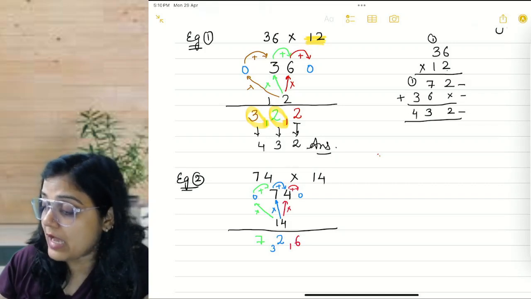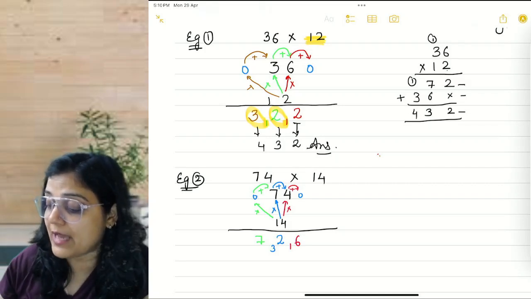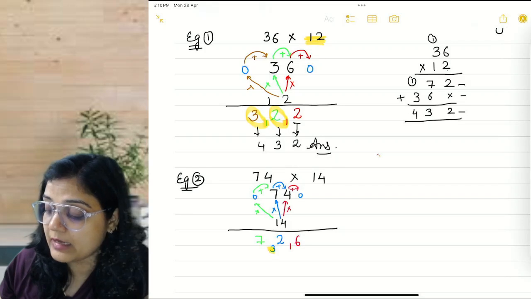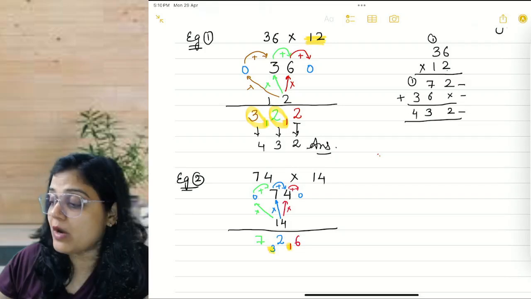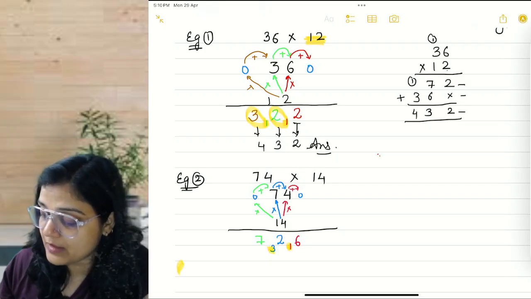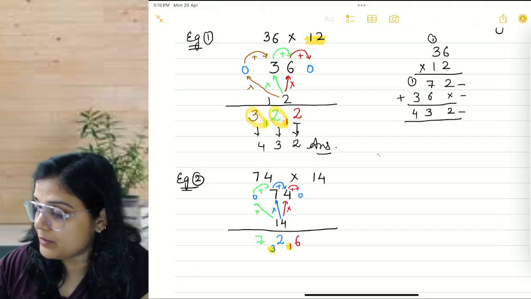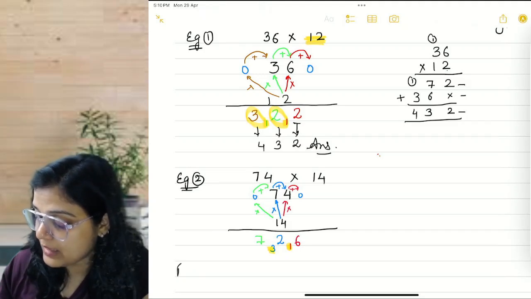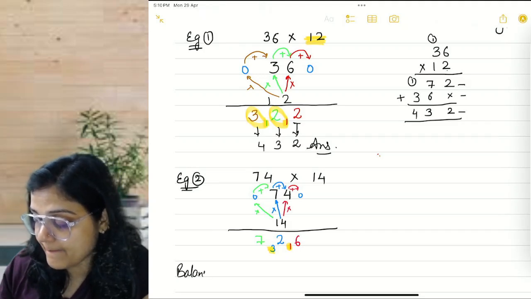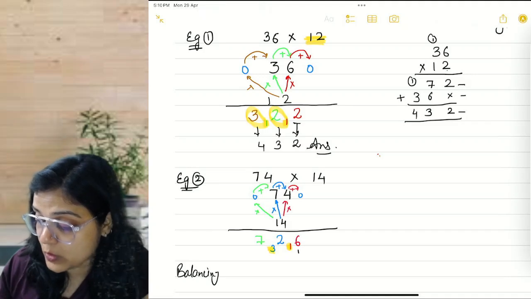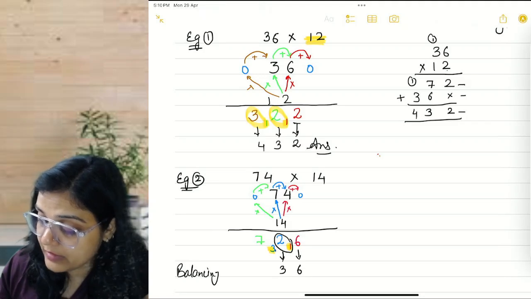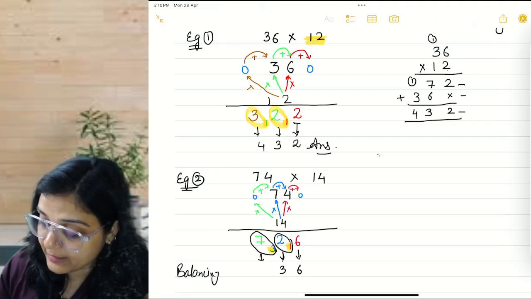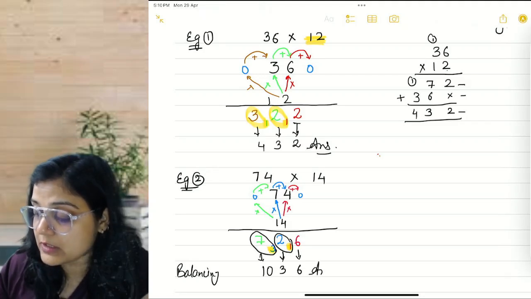So further I have to balance the carries. How many carries do I have this time? Again I have 2 carries. So I have to do the balancing. Sorry, let me pick up the pen. Balancing. 6 will come down as it is. 1 will go with 2, they'll make 3. 3 will go with 7, they'll make 10. So 1036 is my answer.